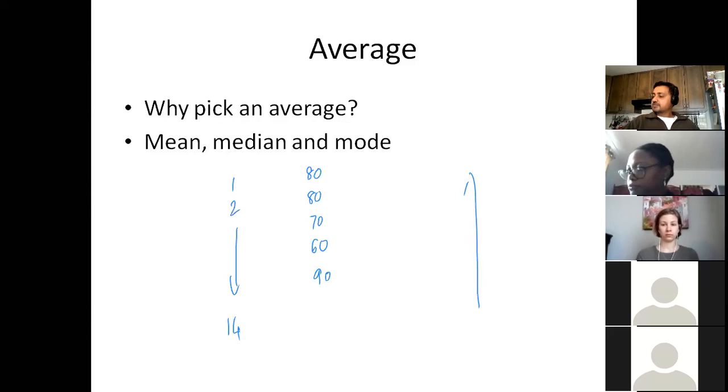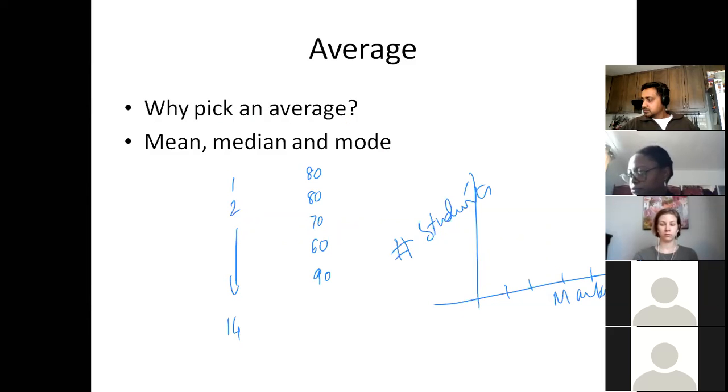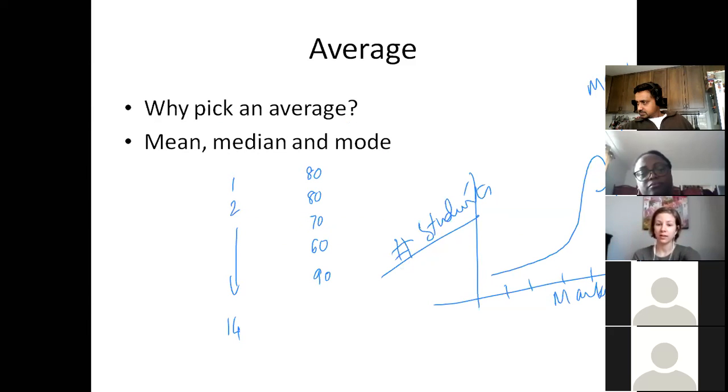If we were to plot a graph of the distribution of marks, with number of students and marks, where a lower mark is on the left and as I go to the right it's a higher mark, and this is the number of students, what is this graph telling me? That many students have a mark closer to the higher end of the scale.